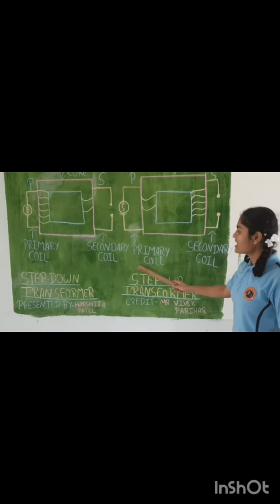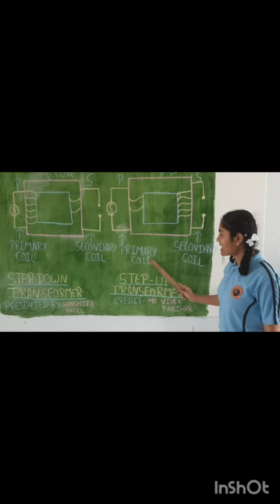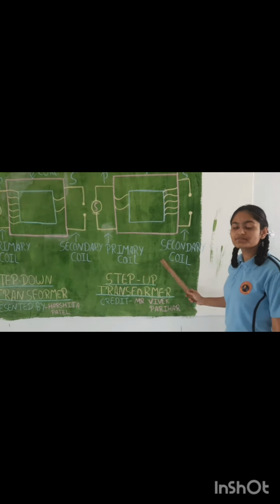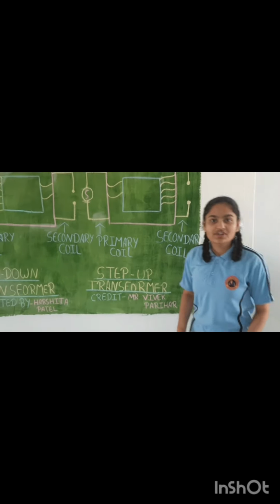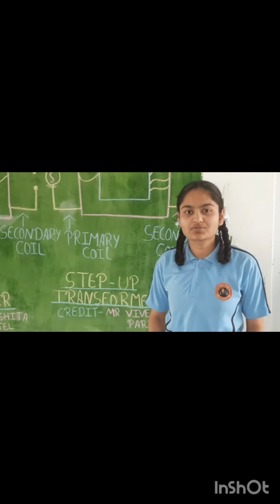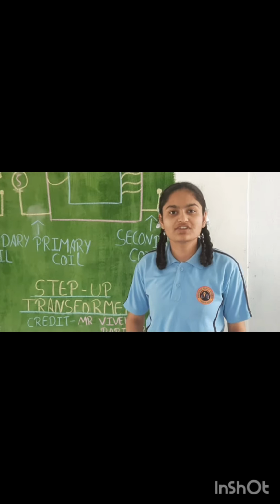The coil at which alternating voltage is applied is called the primary coil, and the coil at whose terminal induced EMF is generated is called the secondary coil. And uses of transformer. There are many uses of transformer, like in radios, TVs, fans, etc.